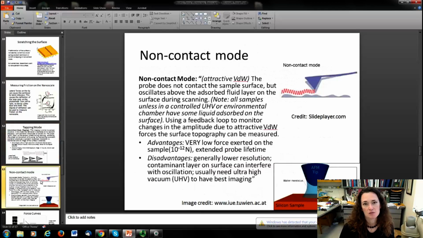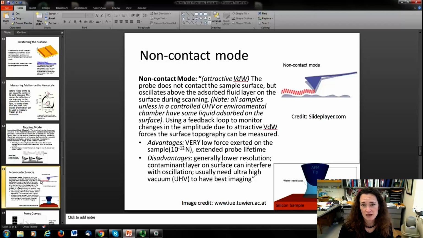There's another mode called non-contact mode. This is a lot less common because it's more difficult to do, but this images in the attractive van der Waals regime. And in this mode, the probe doesn't actually contact the sample surface at all, but it oscillates above the surface, kind of in this adsorbed fluid layer on the surface during scanning.